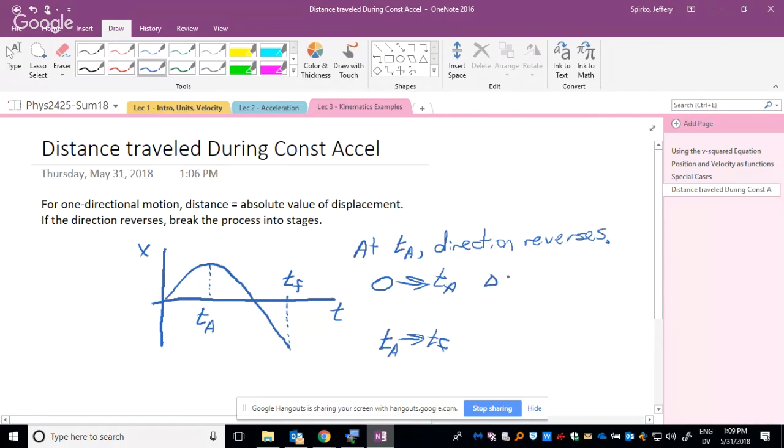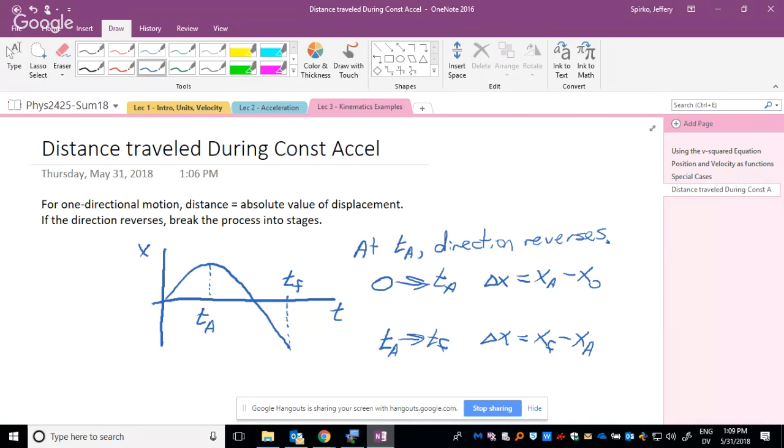So our delta x is x a minus the initial x. And for our other process, delta x is equal to x final minus x a. And if you're calculating total displacement, then you would just literally add these things. The problem is we're calculating distance, so we have to take the absolute value of them. And that's going to flip the one that's in the reverse direction.